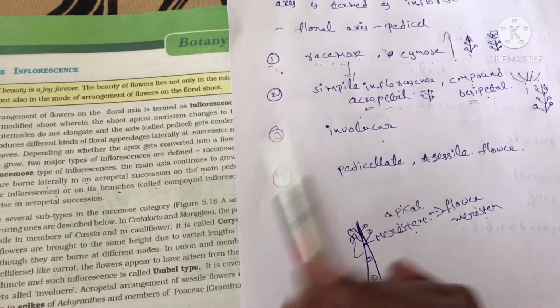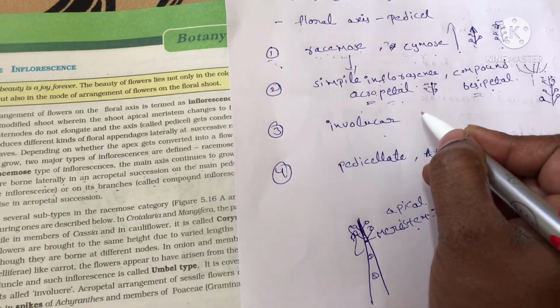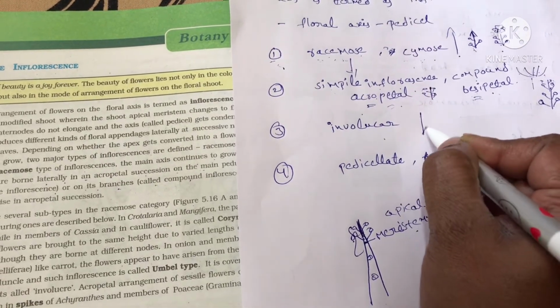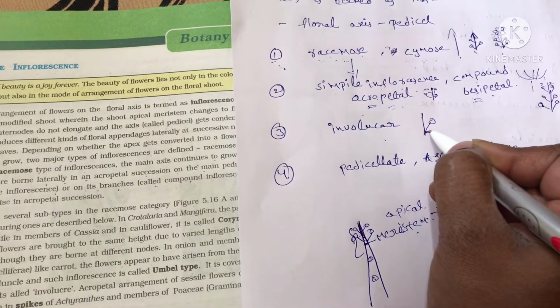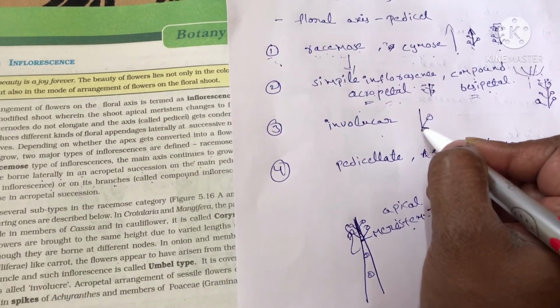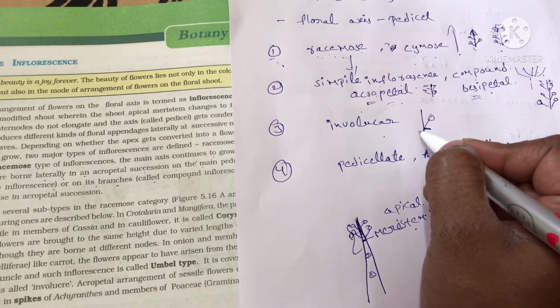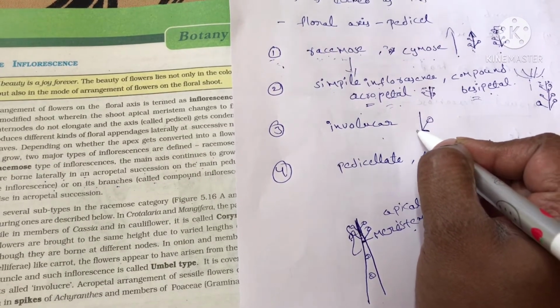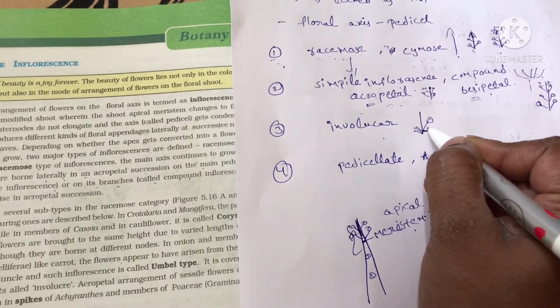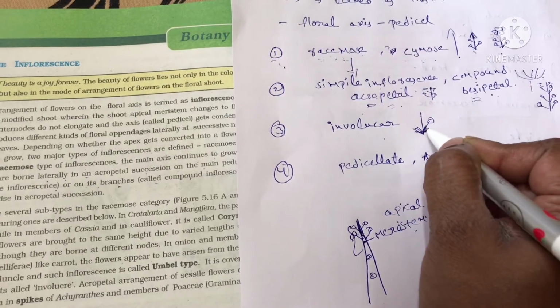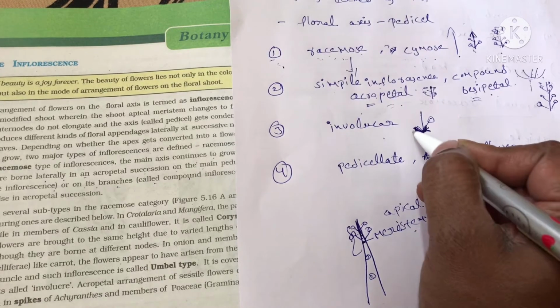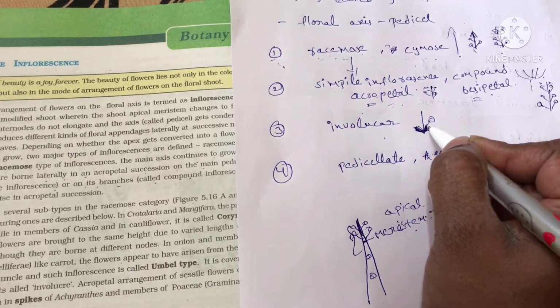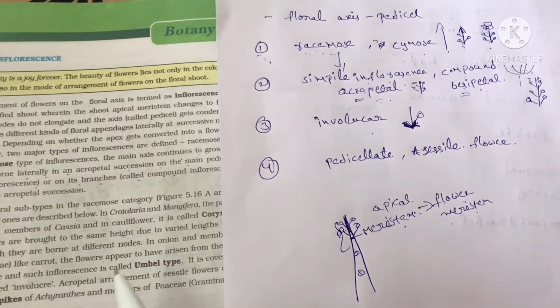Then involucre. Here another term is involucre. At the axil of each and every flower there is one bract. In some Allium species, especially in onion flower, you observe that a number of bracts occur. These are arranged in a single layer. So this is called an involucre. It forms one layer. It is called an involucre.